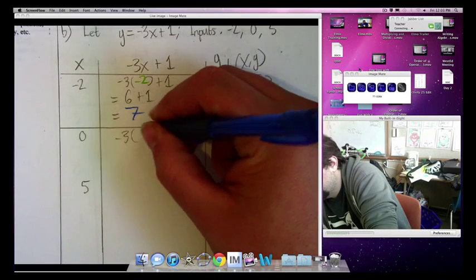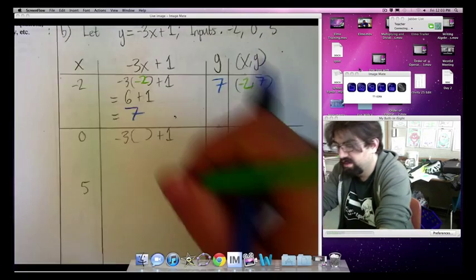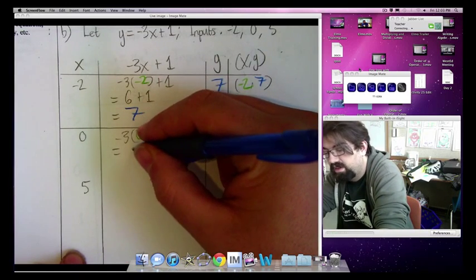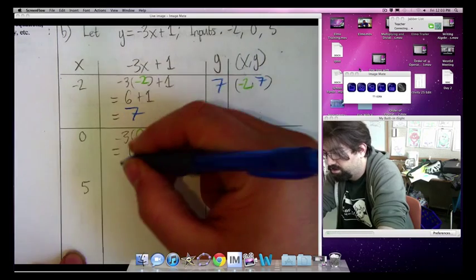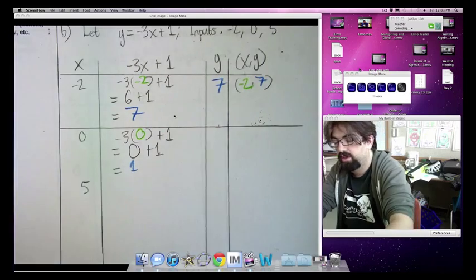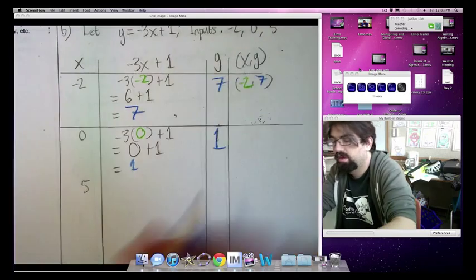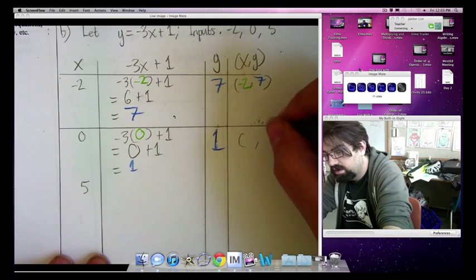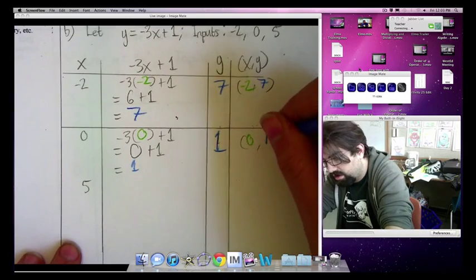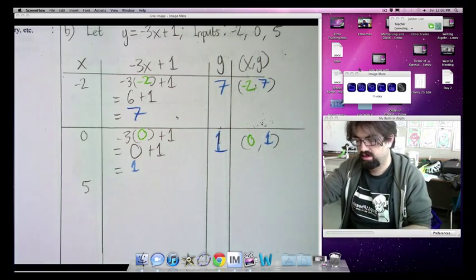-3 times some number plus 1. Cool. I'm going to plug in 0. -3 times 0 is 0 plus 1. And I'm pretty sure 0 plus 1 is 1. So I got 1 back. Oh, switched over for some reason. And my ordered pair is 0, 1. Awesome. Okay, moving on.